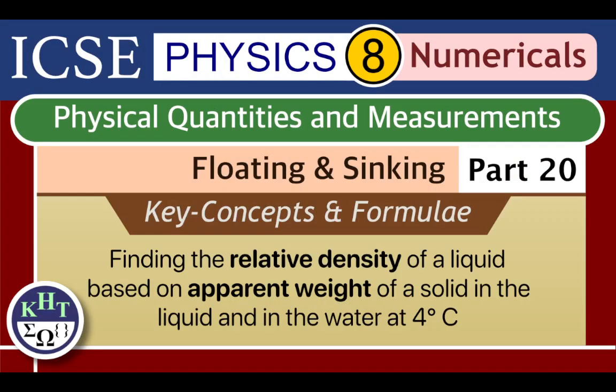So this is the last part, the 20th video on the subtopic of floating and sinking from the chapter of physical quantities and measurements, where I will discuss another interesting formula that I have come to know, to find the relative density of a liquid based on the apparent weight of a solid in the liquid and the apparent weight of the solid in water at 4 degrees centigrade. The catch is that the density of the solid has to be more than the density of the liquid and the water at 4 degrees centigrade.